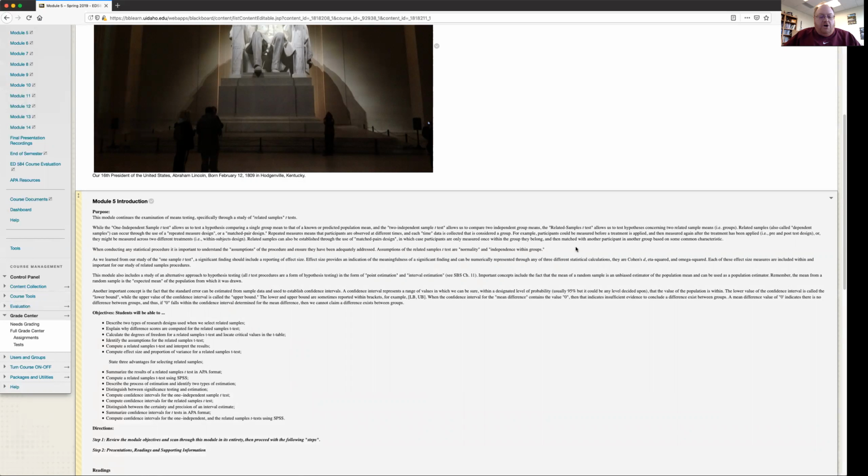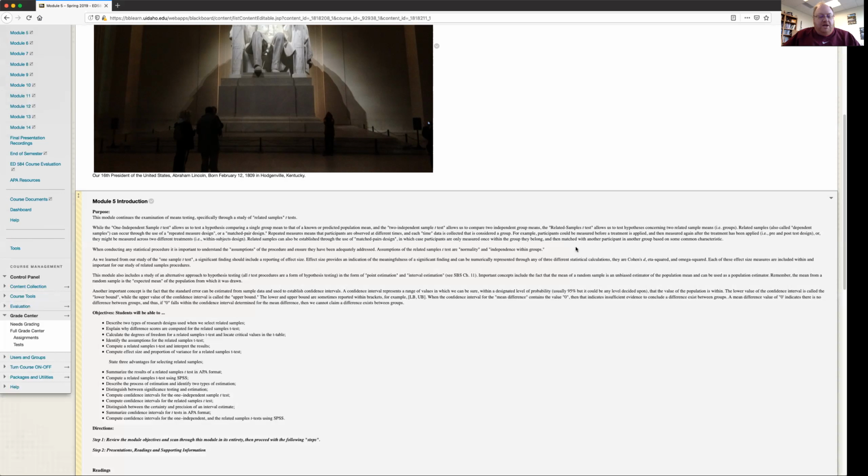Related samples, also called dependent samples, can occur through the use of a repeated measure design or a match pair design. Repeated measures means that participants are observed at different times, and each time data is collected, that is considered a group. For example, participants could be measured before a treatment is applied and then measured again after the treatment has been applied, such as pre- and post-test design. Or they might be measured across two different treatments, such as within subject designs.